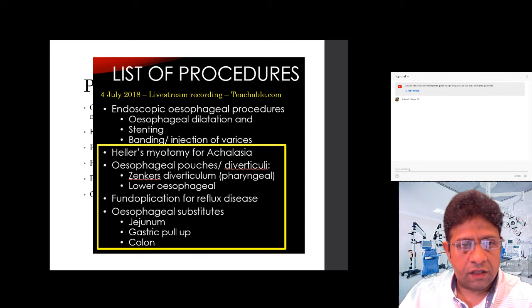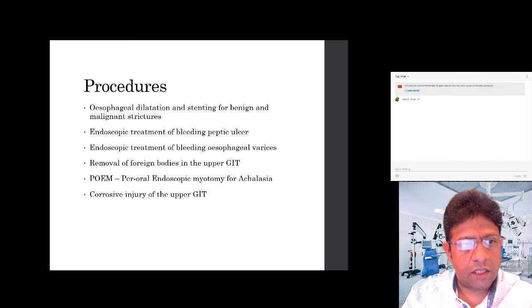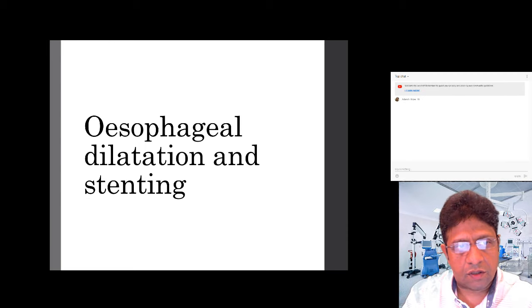We did at that stage cover briefly endoscopic esophageal procedures, but that section I'm going to cover in more detail today. What was well covered in the lecture in July last year was Heller's myotomy, laparoscopic Heller's myotomy, esophageal pouches, Zenker's and lower esophageal pouches, fundoplication, as well as esophageal substitutes, that's esophageal replacement with either jejunum, gastric tube, or colon. So today we're going to be looking at these topics in more detail, and let's then proceed to esophageal dilatation and stenting.